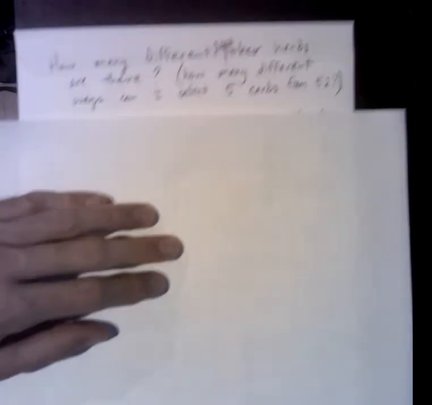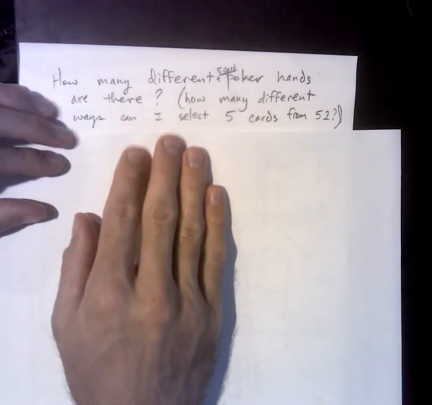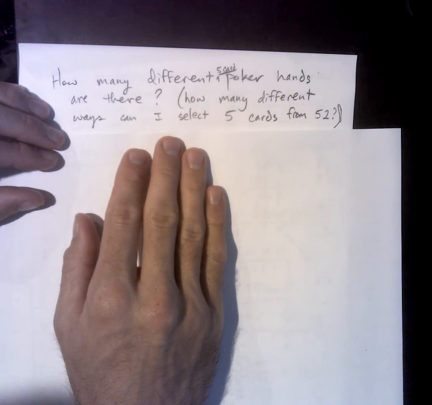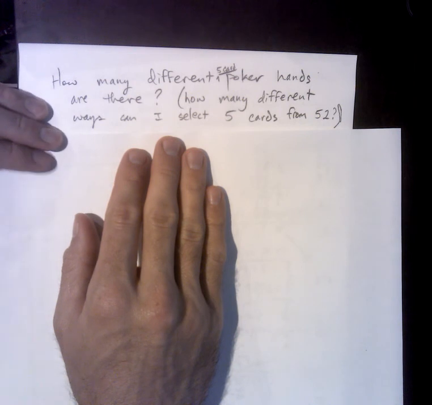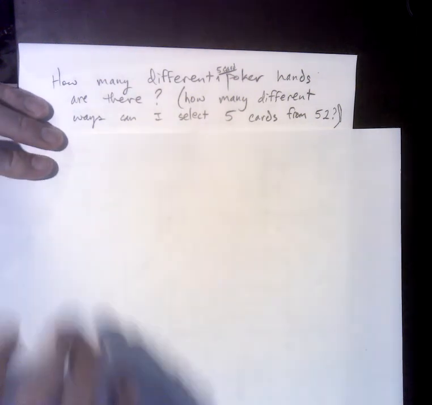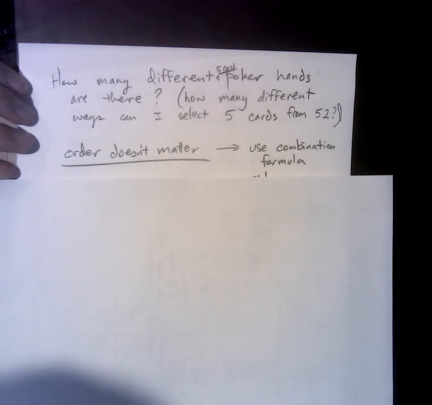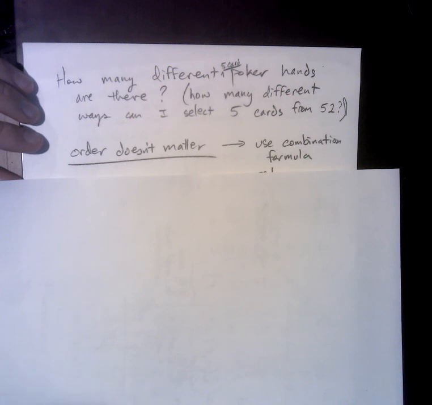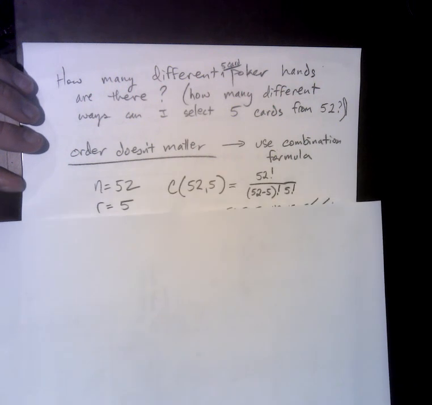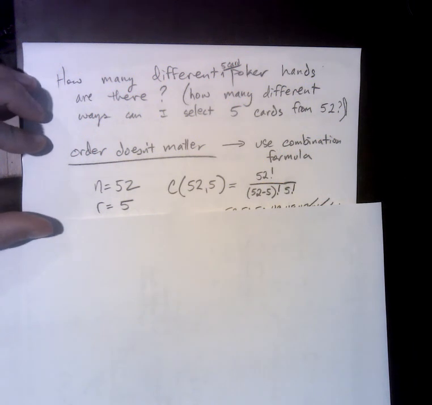Let's see if we can do it for some others. So, how many different 5-card poker hands are there? In other words, how many different ways can I select 5 cards from 52? In this case, order doesn't matter, right? Doesn't matter what order you pick the cards in, just matters what cards you have. So we're going to use the combination formula. In this formula, n is 52. I'm picking from a total of 52 cards. r is 5. I'm picking 5 cards from that total.